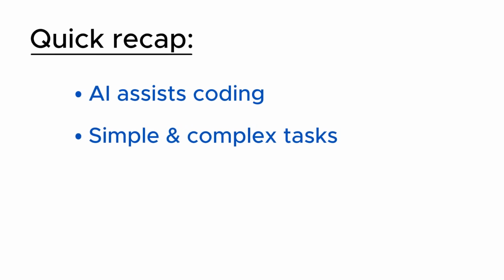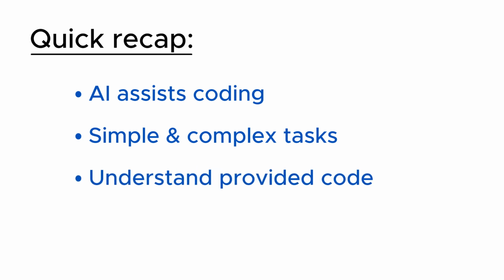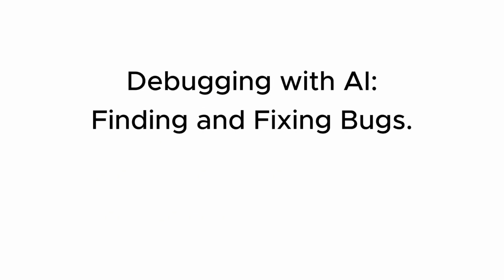To quickly recap, remember that an AI assistant like ChatGPT can help you with both simple and complex code generation, but it's essential to understand the code it provides and to verify its output. In this lesson, we learned how to use an AI assistant to supercharge our web scraping. But what do we do when our script breaks? In the next lesson, we'll shift gears to debugging with AI, finding and fixing bugs. We'll learn how to use AI tools to diagnose errors, understand cryptic messages, and quickly get your code back on track.